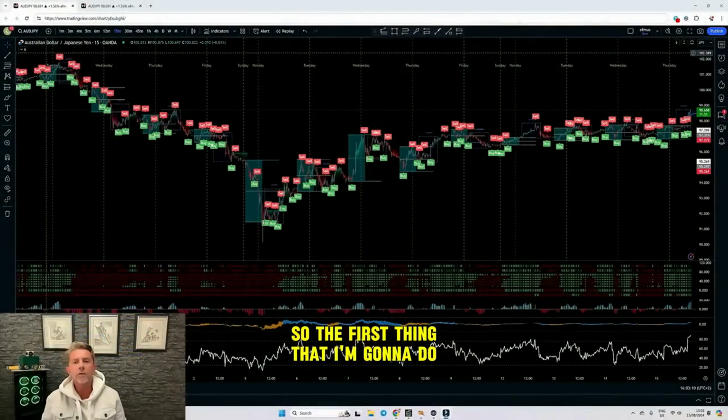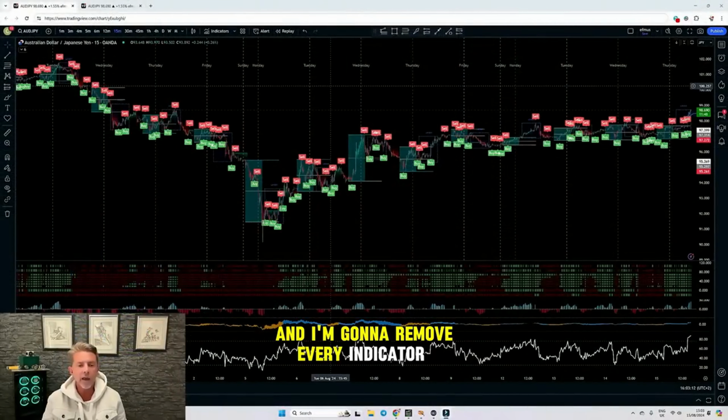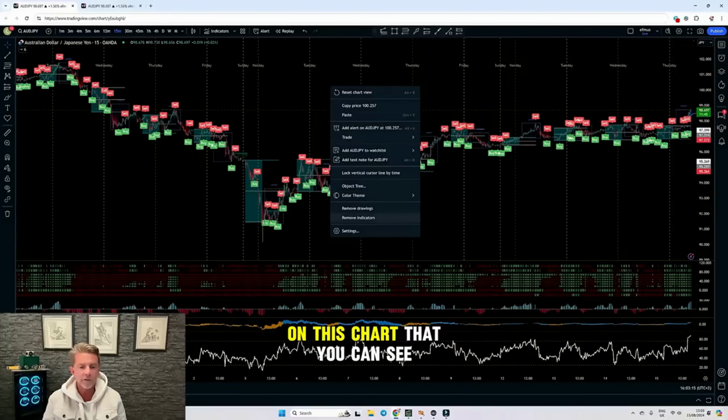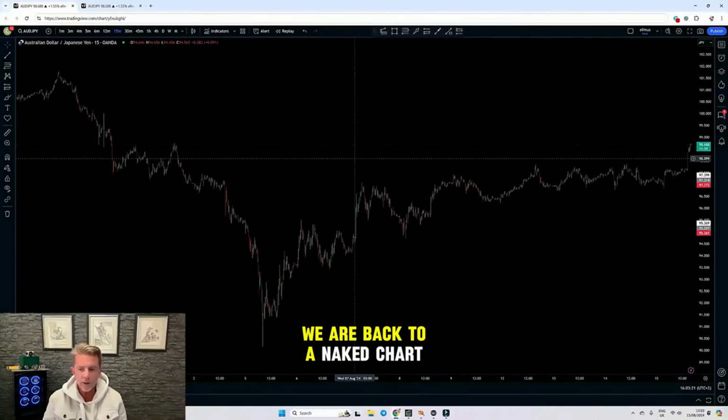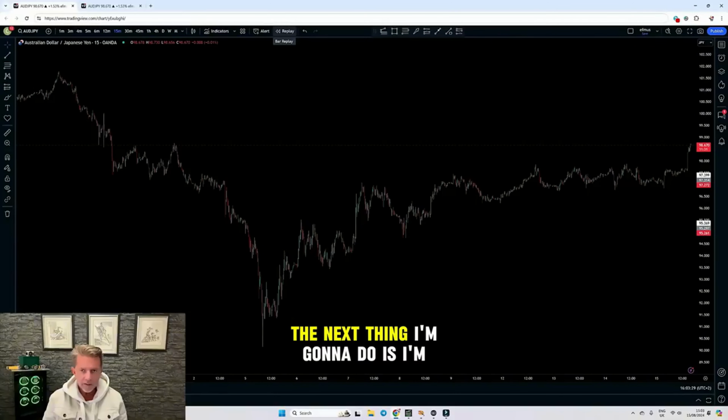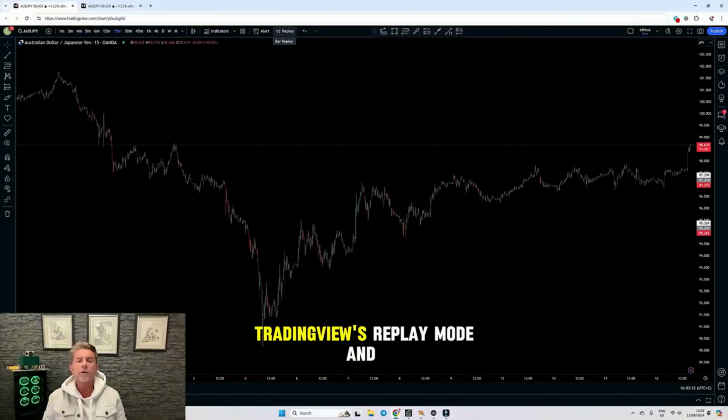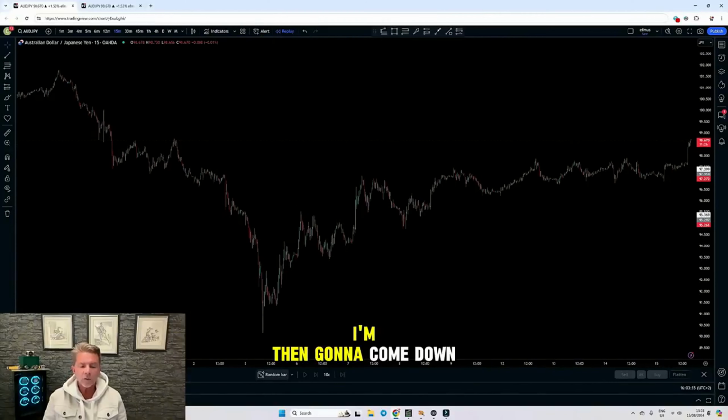So the first thing that I'm going to do is right click and remove every indicator on this chart that you can see. So remove indicators, and there we go, we are back to a naked chart. The next thing that I'm going to do is click on TradingView's replay mode, and I'm then going to come down to random bar.